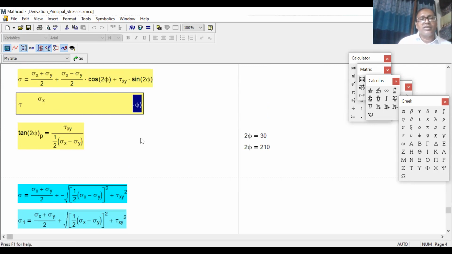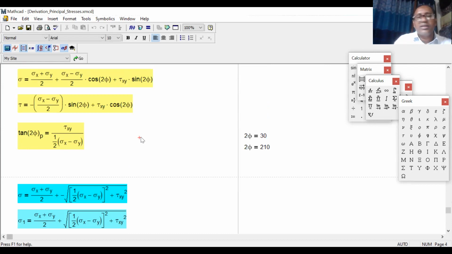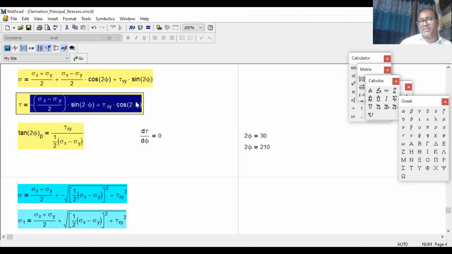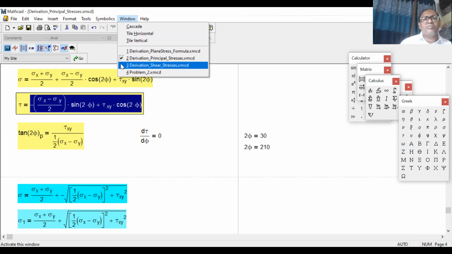So this equation, if I derive it like that, I say, where is my tau? d tau by d phi equal to 0. If I apply this condition to the mother equation of tau, we will get the phi. Okay, and let's see. It's a very simple derivation of shear stress.